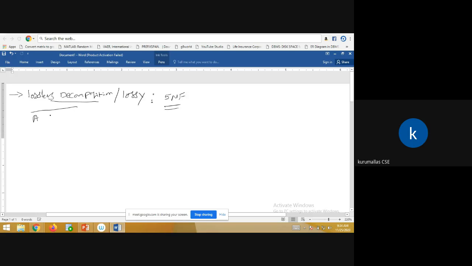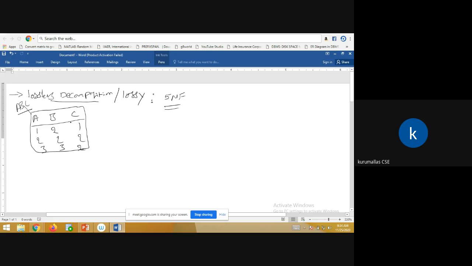Attributes A, B, C are there, so it has some values. The values are 1 to 1, 2 to 2, 3 to 3, 2. These are the values of the table. The table name is ABC table.